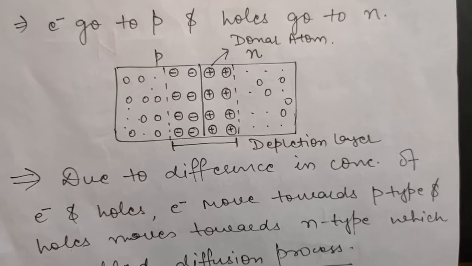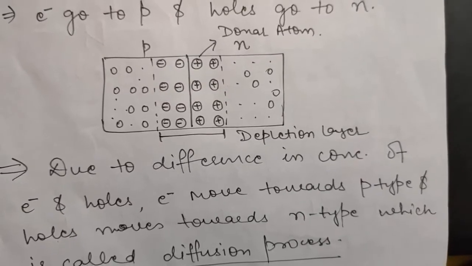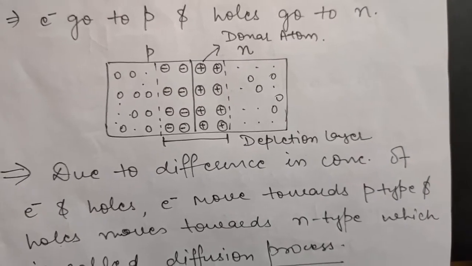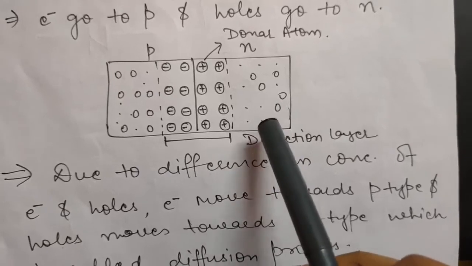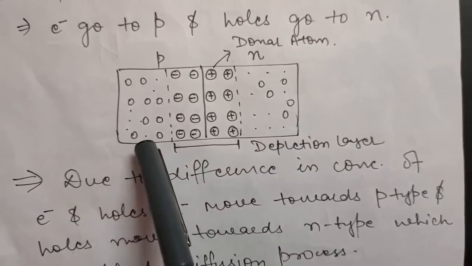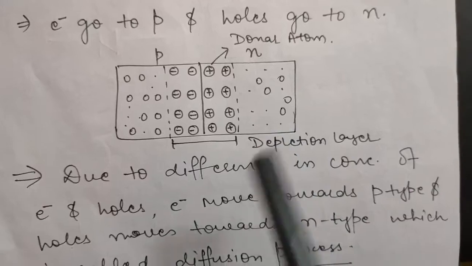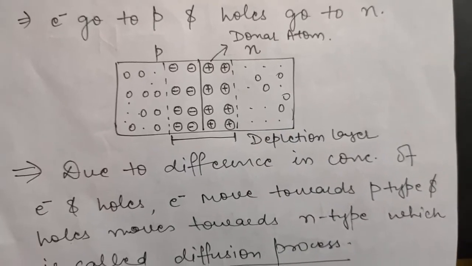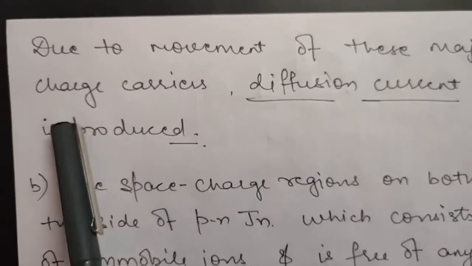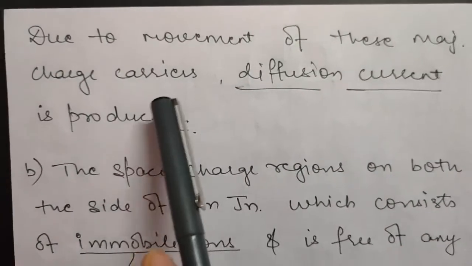Okay, so again I am repeating it. Diffusion process is nothing but the flow of majority charge carriers, that is electrons from N to P and holes from P to N. Okay, so this is your diffusion process. And due to movement of these majority charge carriers, what will happen?